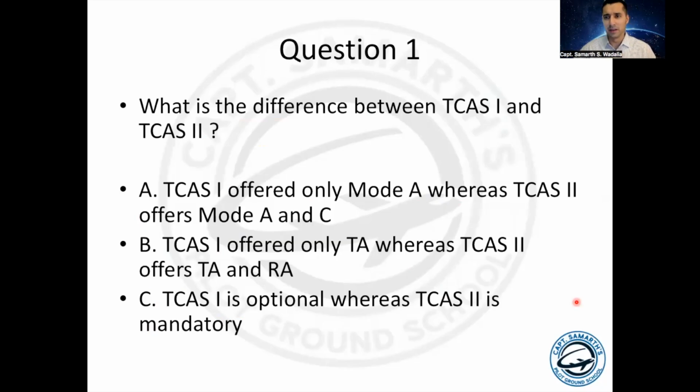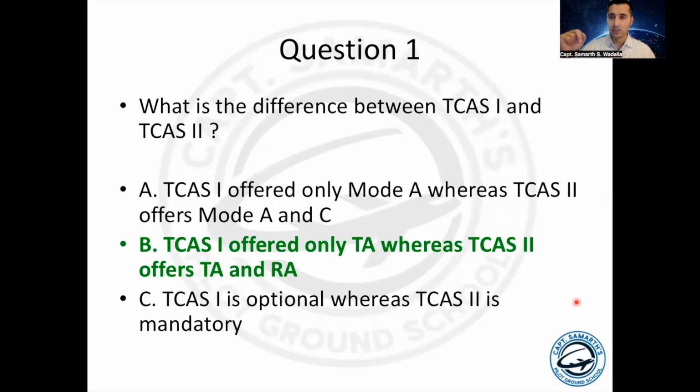What is the difference between TCAS 1 and TCAS 2? Alpha is TCAS 1 offered only mode alpha, whereas TCAS 2 offers mode alpha and Charlie. Bravo is TCAS 1 offered only traffic advisory, whereas TCAS 2 offers traffic advisory and resolution advisory. Option Charlie is TCAS 1 is optional, whereas TCAS 2 is mandatory. For all of you who answered Bravo, the answer is correct. Bravo is the correct answer. TCAS 1 offered only TA, whereas TCAS 2 offers traffic advisory and resolution advisory both.